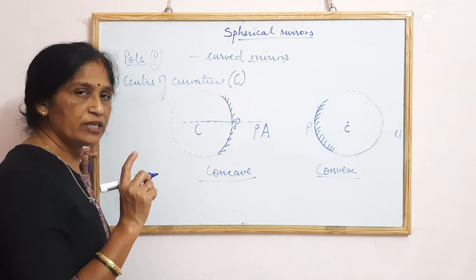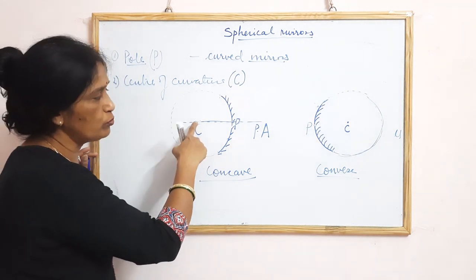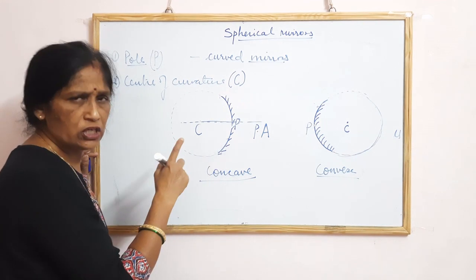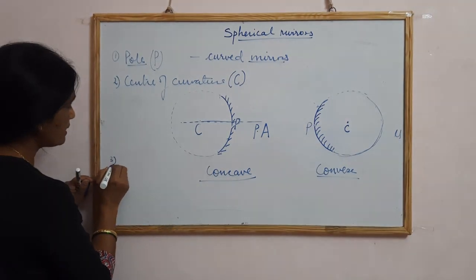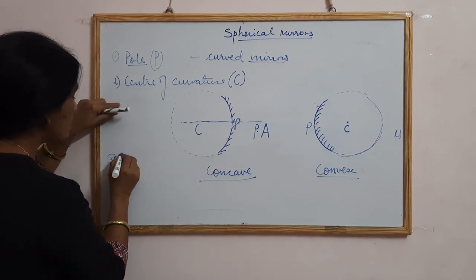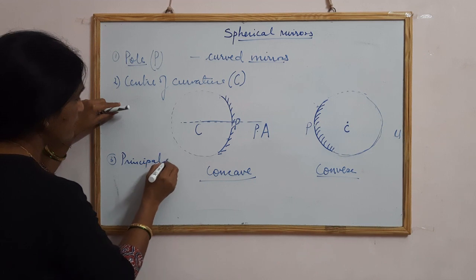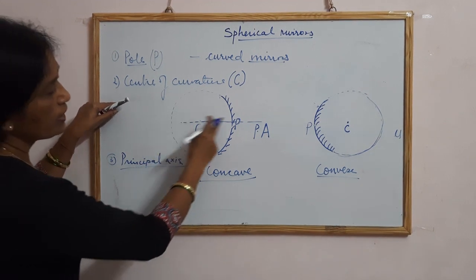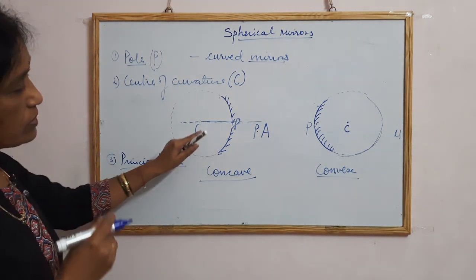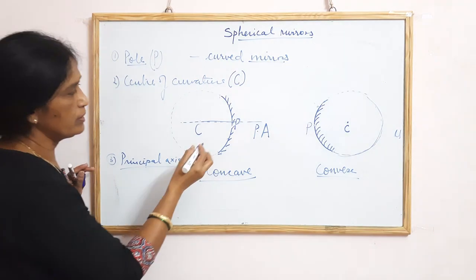It's an imaginary line that I had drawn passing through both the points C and P, and such a line is called the principal axis. So what is the principal axis? It is an imaginary line passing through both C and P. Okay. Now, the next one.